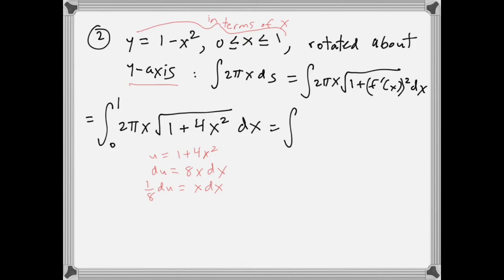So then what is my new integral going to become? Instead of 0 to 1, if I plug in 0 into my u equation, I get 1 down here. And if I plug in 1 into my u equation, I end up with 5 up here. What do I get? I get 2 pi, but over 8. And then I have u to the 1/2 du.